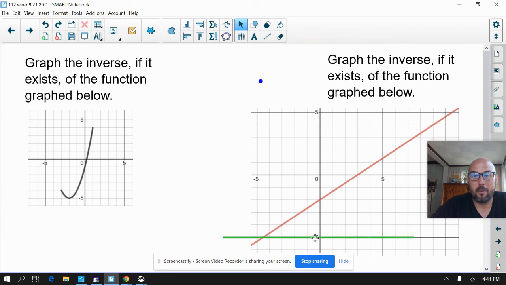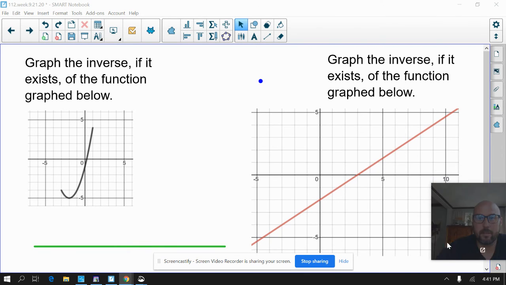The function on the right does pass the horizontal line test. So it is 1-to-1, which means it has an inverse. And how do we find it? Well, we have to graph it, which means we just have to find ordered pairs and then reverse them and plot those new ordered pairs. And that will be that. So my first ordered pair, I see (9, 4) is an ordered pair. If I flip that around, I would get (4, 9).